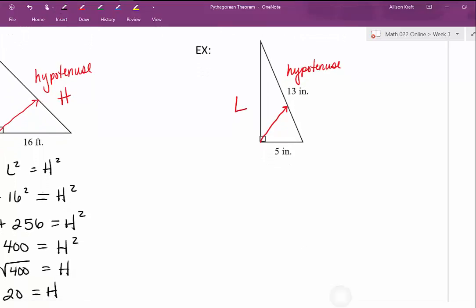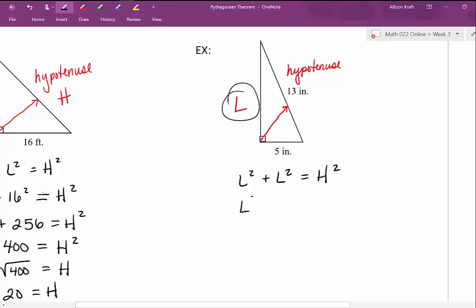The Pythagorean theorem states leg squared plus leg squared equals hypotenuse squared. Let's plug in our values. We have one leg that's unknown. I'm just going to leave that L squared plus the other leg, which is 5 squared, equals our hypotenuse, 13 squared. I'm going to square my two numbers. This gives me L squared plus 25 equals 169.